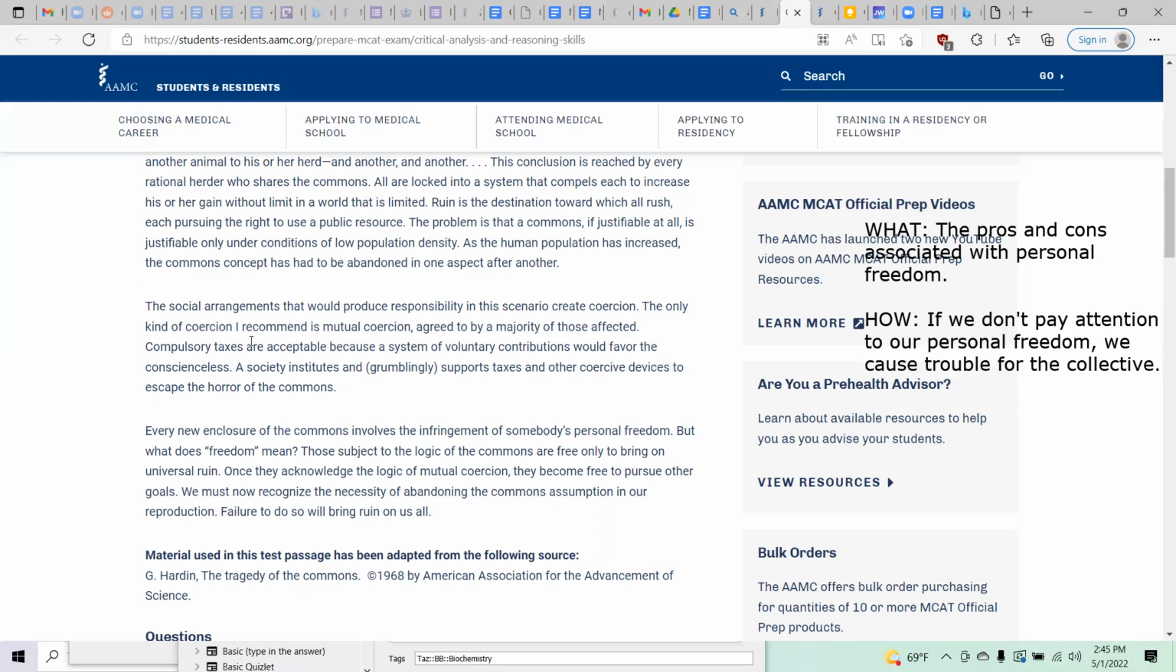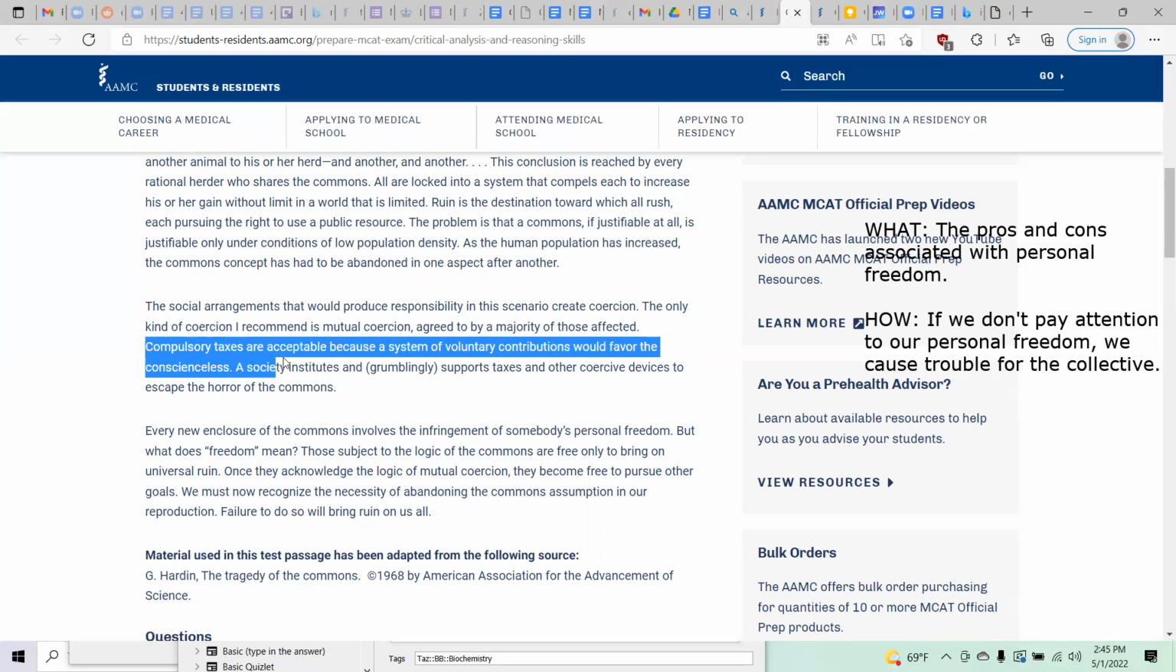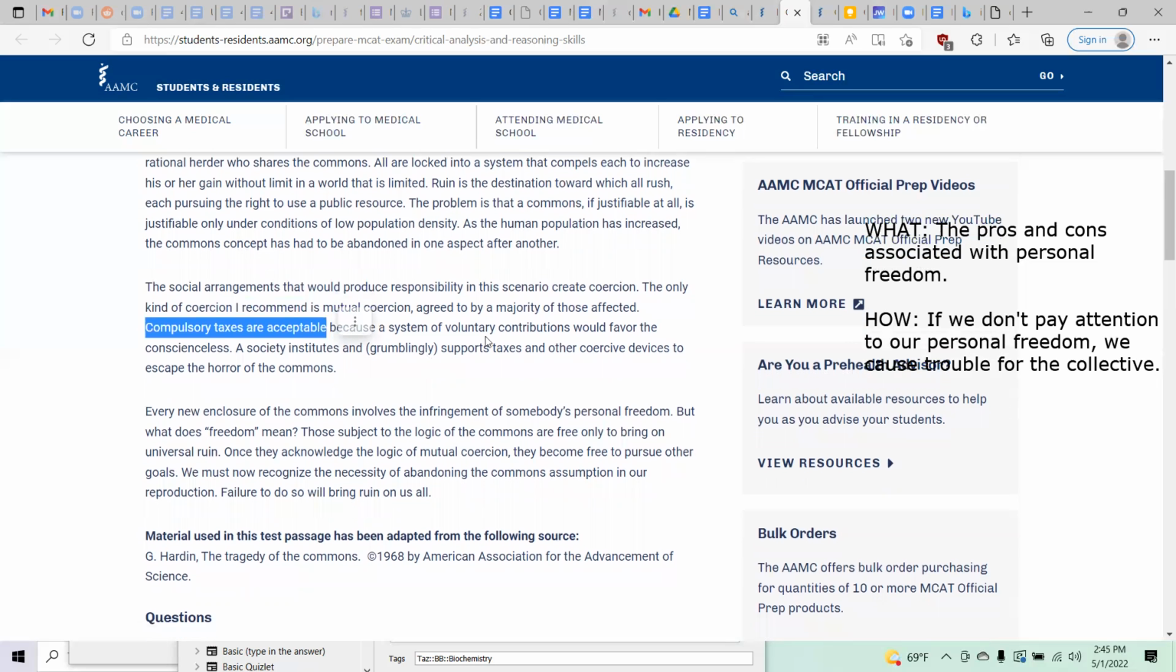The other thing I would take is "compulsory taxes are acceptable." This is him saying, yes, I accept this, I believe in this. Because a system of voluntary contribution would favor the conscienceless.